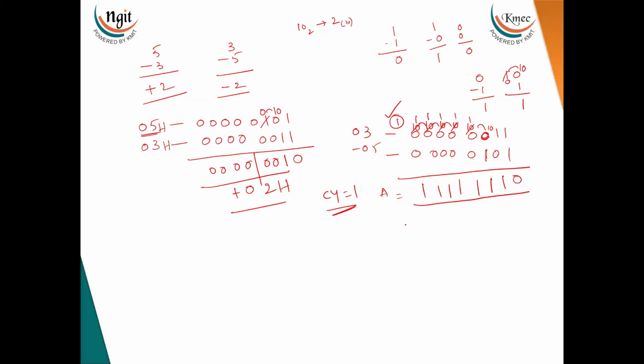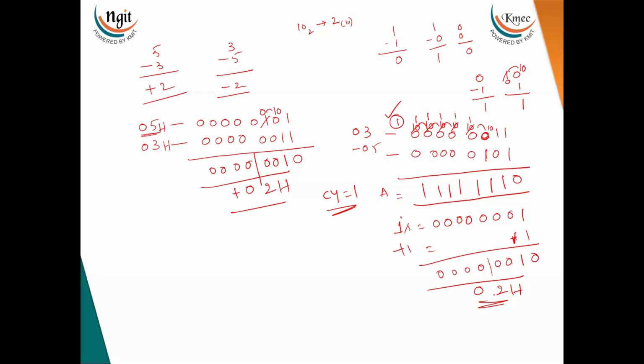How do we get the 2's complement? First take the 1's complement, which gives 0000 0001. Then add 1 to this, and you get the 2's complement. The result is all zeros with 0010, which in hexadecimal is 2H. Here the answer is 2, but the carry is generated. Carry generated means the answer is negative.